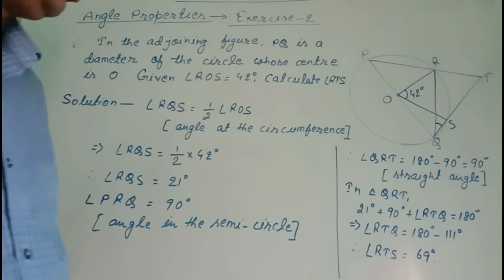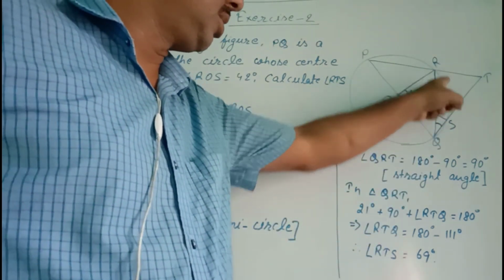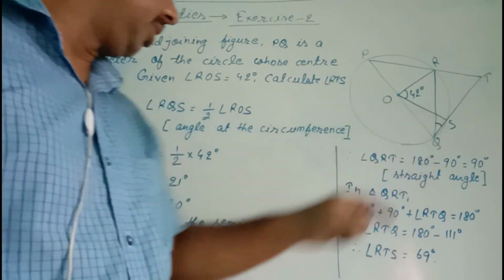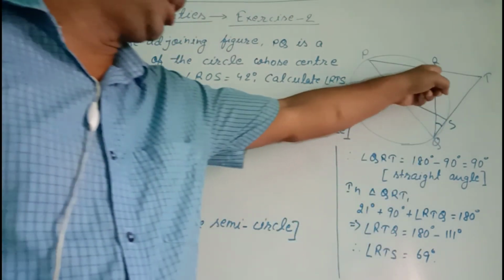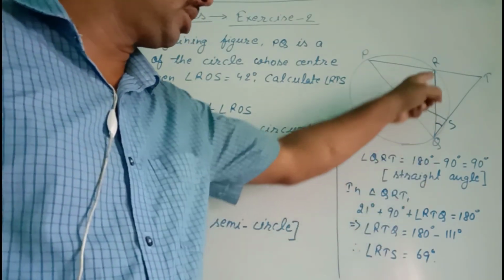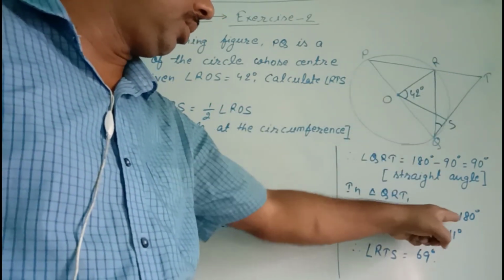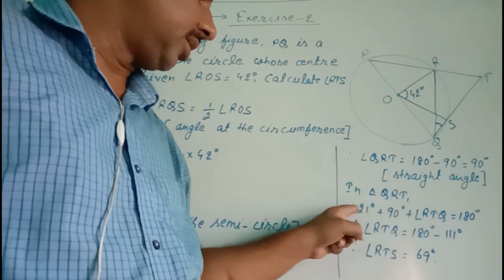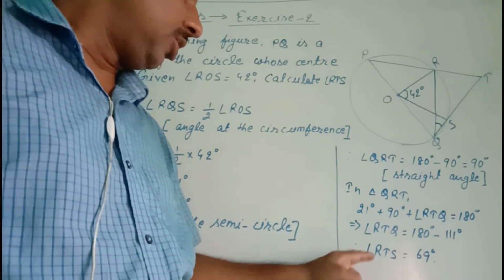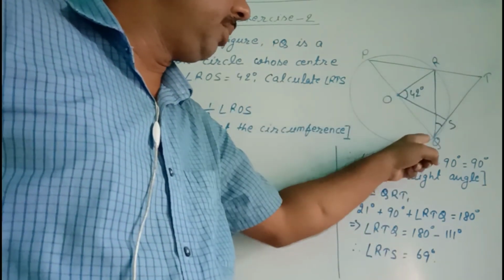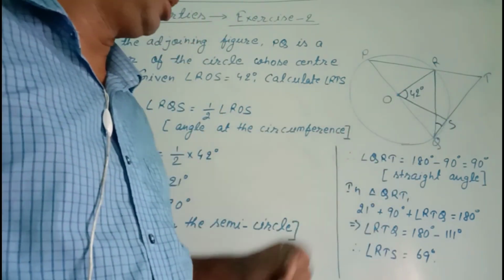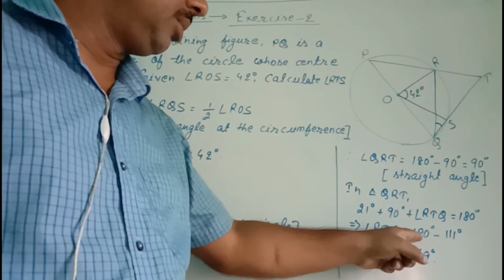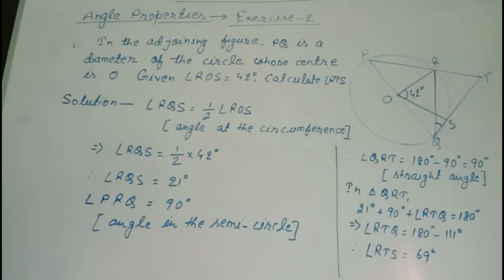Now in triangle QRT, the sum of these three angles equals 180 degrees. So this we have got already, 21 degrees. This is 90 degrees. So 21 plus 90 plus RTQ equals 180 degrees. So RTQ equals 180 minus the sum of this, which is 111. So RTQ will be written as RTS. Both angles are the same, so we can write RTQ as RTS. Therefore, RTS equals this minus this equals 69 degrees. That is the answer.